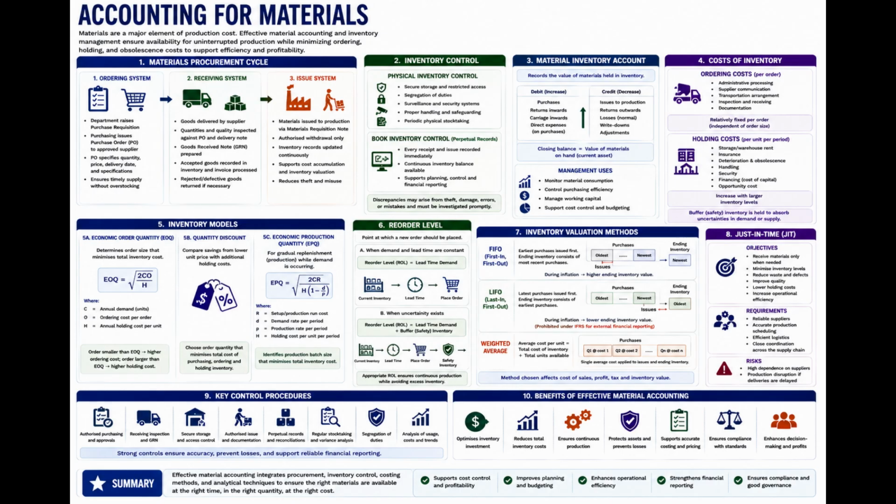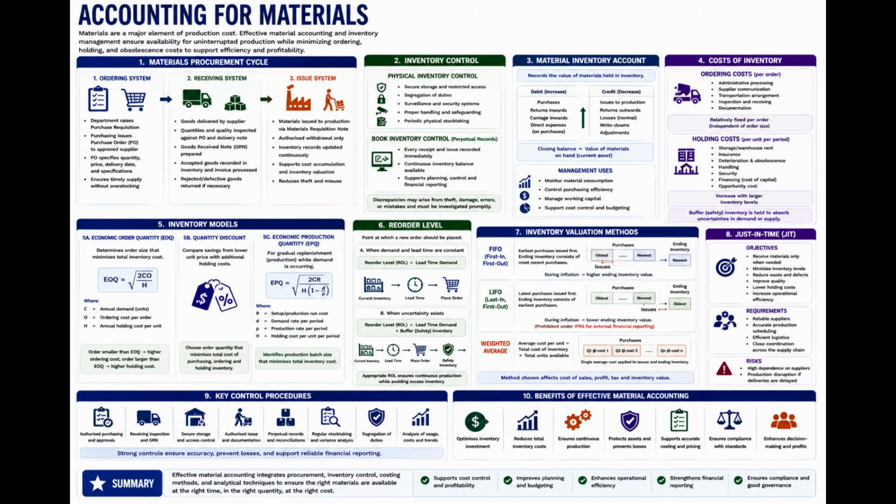Upon delivery, materials enter the receiving system, where quantities and quality are inspected against the purchase order and supplier delivery note. Goods received are recorded through a Goods Received Note (GRN), which confirms acceptance of materials and provides evidence for updating inventory records and processing supplier invoices. Defective or damaged materials are identified and returned where necessary, ensuring inventory accuracy and quality control.